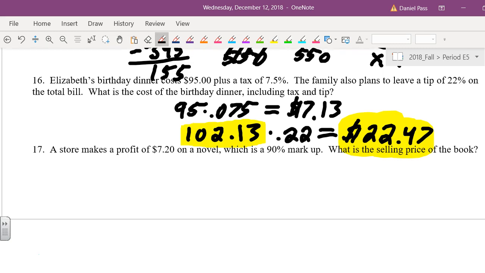So let's see, what do we get? Well, that's too much work. I'm going to use the calculator. 102.13 plus 22.47. $124.60.